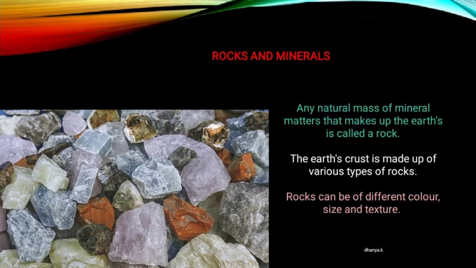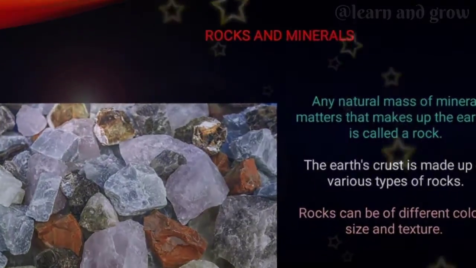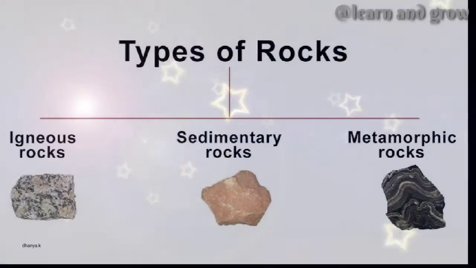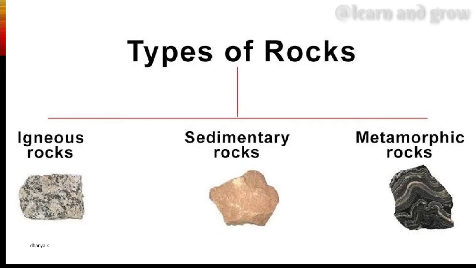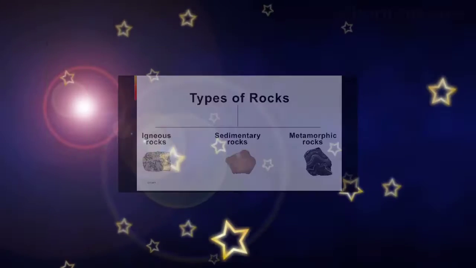Rocks can be of different color, size, and texture. We can define the rock as any natural mass of mineral matter that makes up the Earth's crust. Rocks can be classified into three categories on the basis of their origin. The three categories are igneous rock, sedimentary rock, and metamorphic rock.